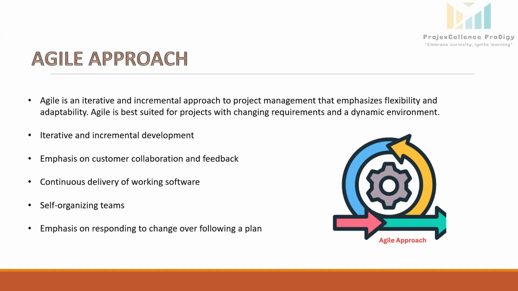Continuous delivery of working software. No need to wait for months or a year to get the final delivery. Rather, in the agile approach, it is done in chunks. Like in the Scrum framework, we plan 2 to 4 week sprints to deliver the user stories. Working software means the deliverable that meets the acceptance criteria for each user story or feature. It is fully functional, tested, and ready for use by the stakeholders.